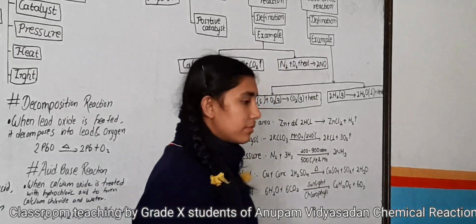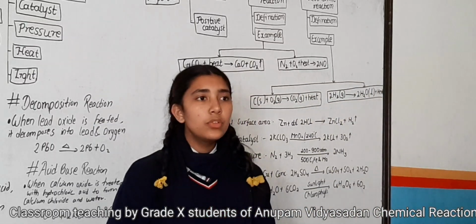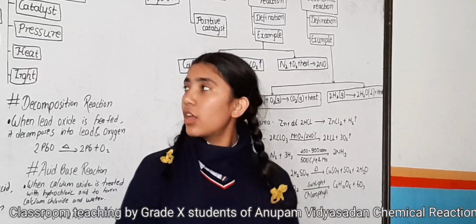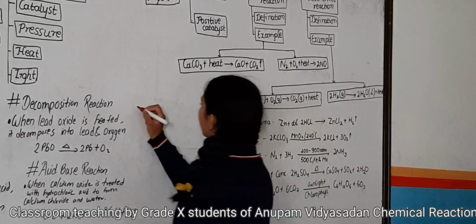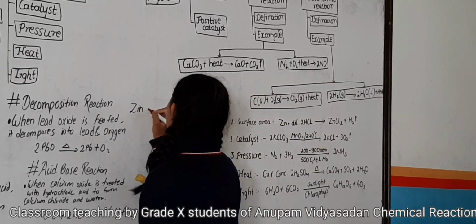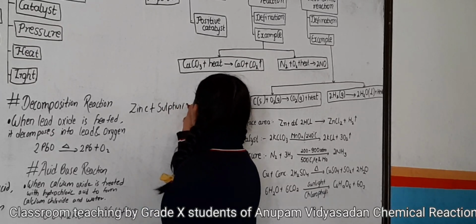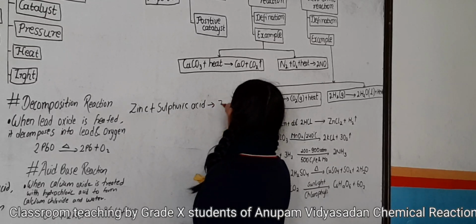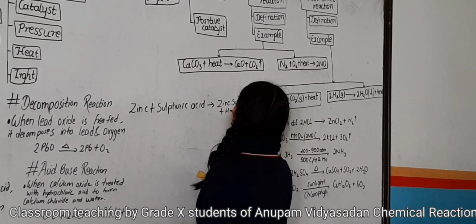For example, zinc reacts with sulfuric acid to form zinc sulfate and hydrogen gas. I am writing that in my report. Zinc plus sulfuric acid becomes zinc sulfate plus hydrogen.